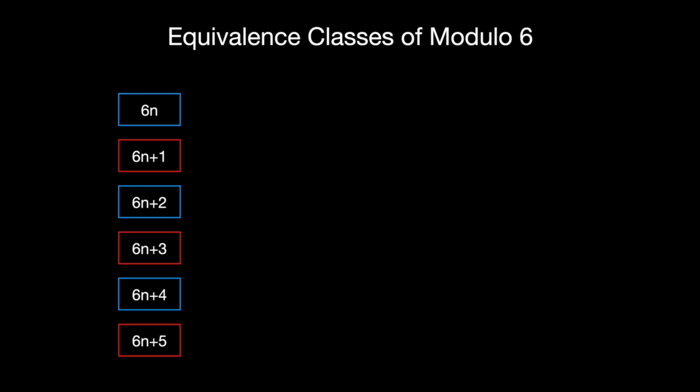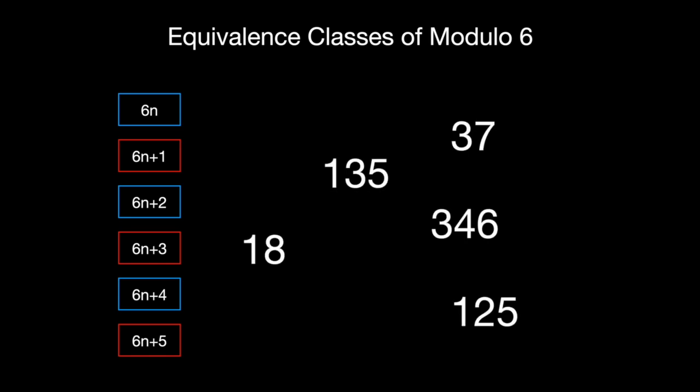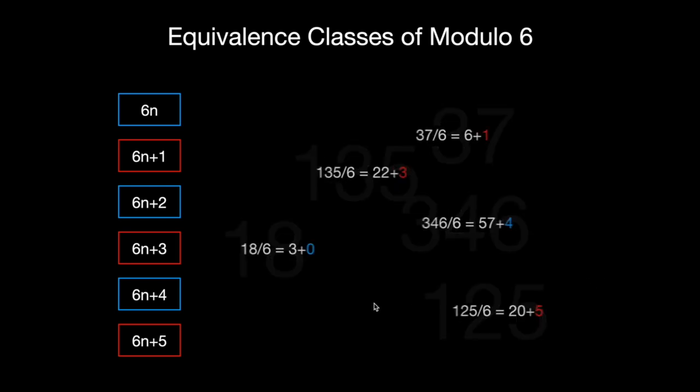So now we're going to look at equivalence classes of modulo 6. If you were confused about modulos, I'm going to show you now how they work. I'm going to put up these numbers, and I want to sort these numbers into the different equivalence classes. The way I do that is I take each of these numbers and divide them by 6 and look at the remainder.